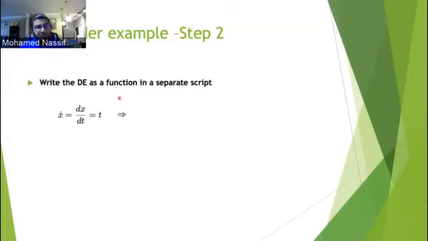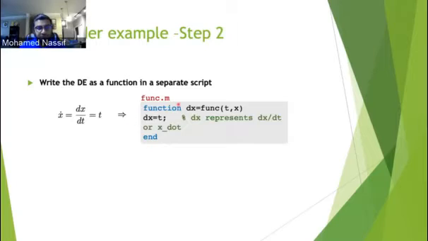Now, write the differential equation as a function in a separate script. So x dot equals dx over dt equals t. Now, how do we write that? Well, we make a new script called func.m, or whatever you want to name.